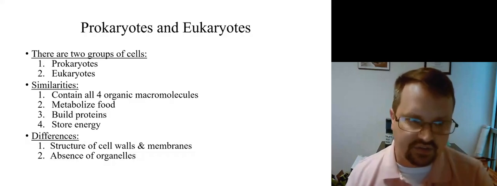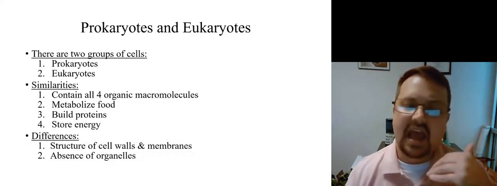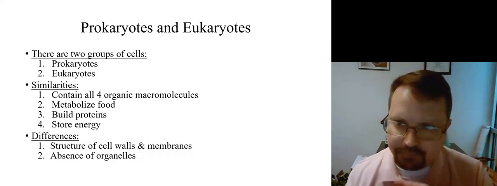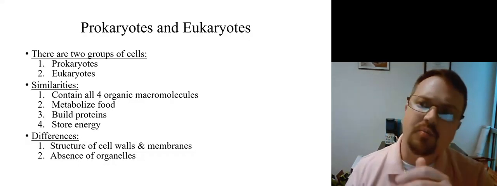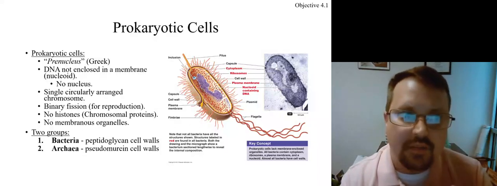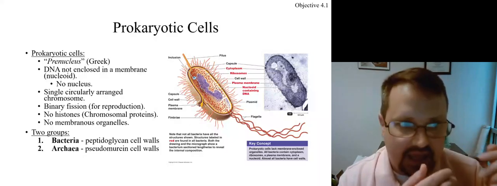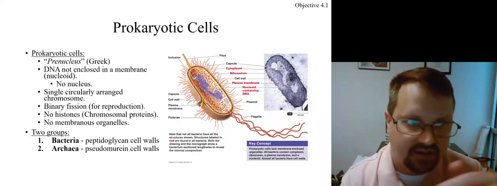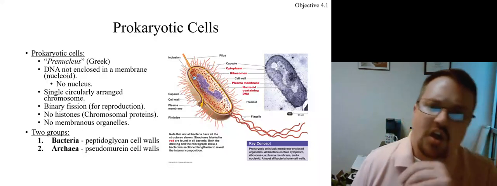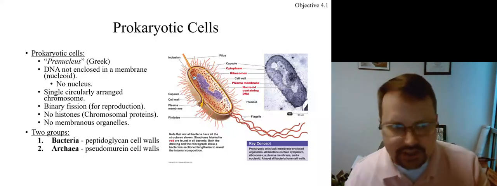They can all make proteins, and they can all store and use energy. But they are going to be very different in the structure of their cell walls and cell membranes and whether or not they have organelles. So when we get into prokaryotes, that's what we're going to start with. Pro means before, and karyon references nucleus, so that means pre-nucleus. Karyon gets its name from kernel, pre-kernel, the nucleus.